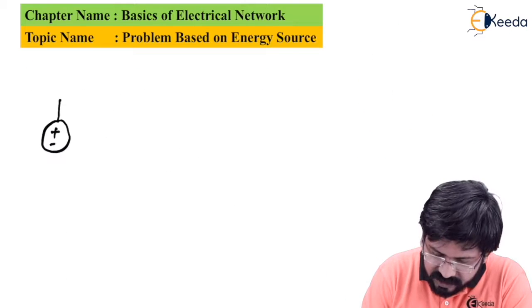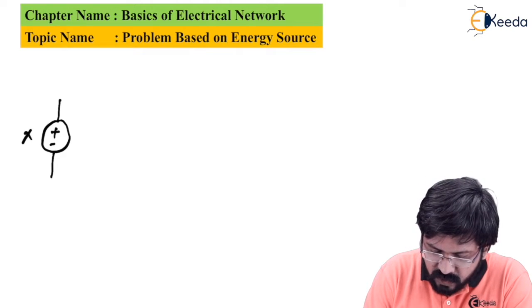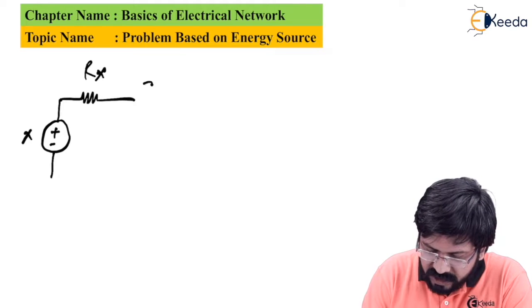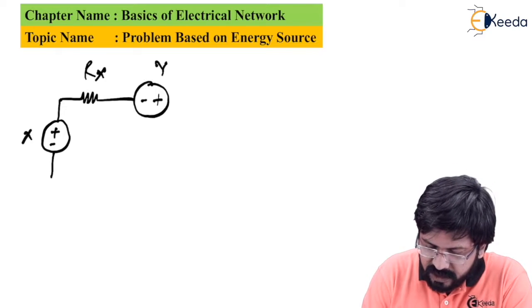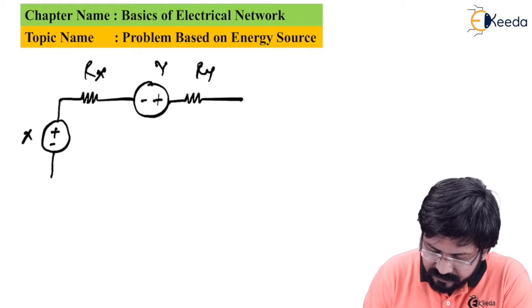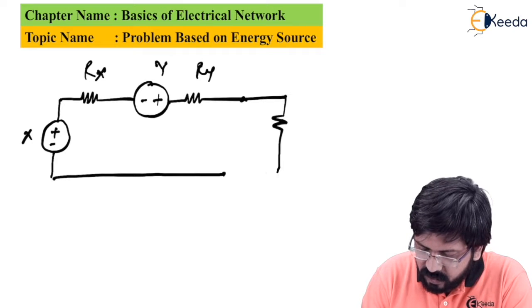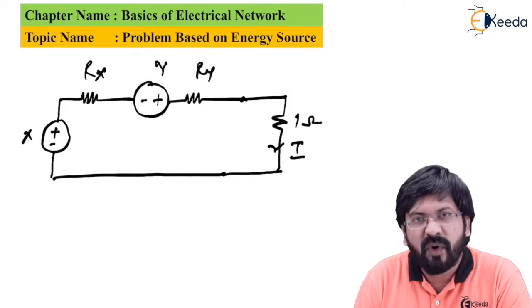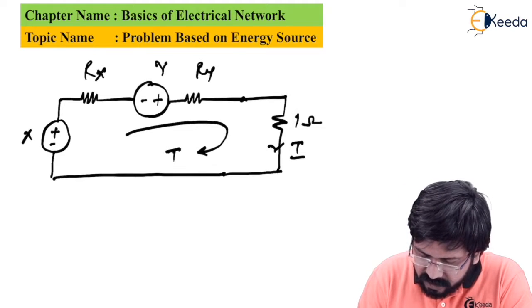So as I said, X is a voltage source having this positive negative polarity. In series with it, it has internal resistance, let's say Rx. Next to it, there is another voltage source, minus plus Y. In series with it, it has its own internal resistance, let's say Ry. And then there is a load connected over here having resistance of 1 ohm, through which current I is flowing, and what we need to find is this current I. So I can consider this as loop current I.